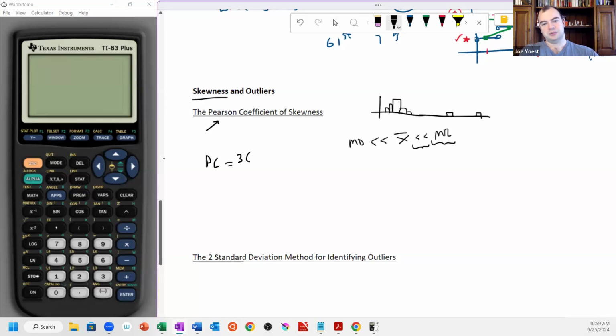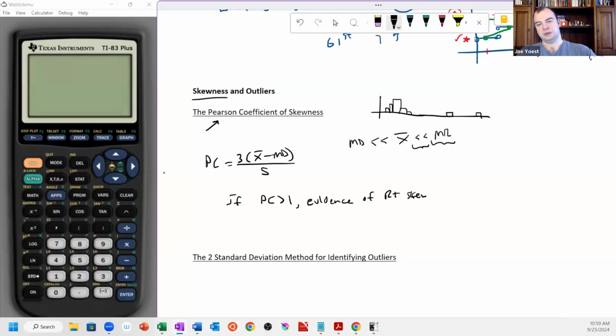The Pearson coefficient is 3 times the mean minus the median over the standard deviation. And we say the following: if the Pearson coefficient is bigger than +1, that's evidence of right skewedness. The standard deviation is always positive. So if we're looking at mean minus median, the Pearson coefficient being strongly positive would mean that the mean is bigger than the median, as we'd expect in right skewedness.